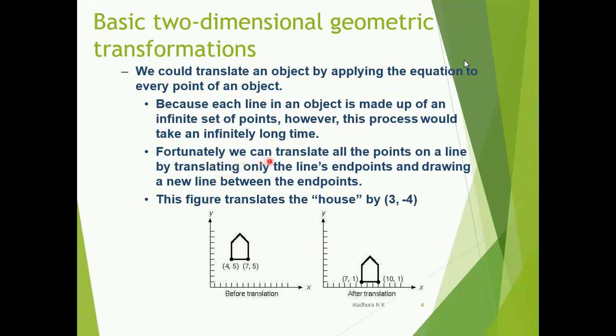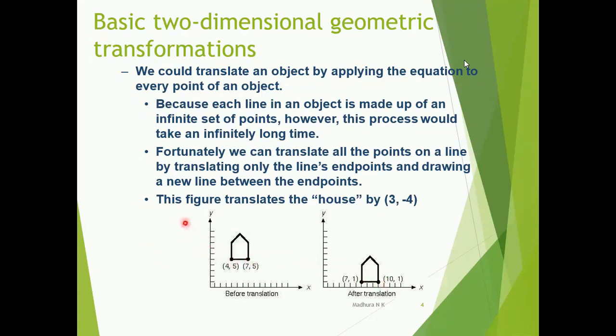Fortunately, we translate all the points on a line by translating only the line endpoints and drawing a new line between the endpoints. So what you have to do is translate the line segments. The line segment consists of endpoints, so we can easily translate without worrying about the translation of each of the points. So that is very easy, to translate a line segment.